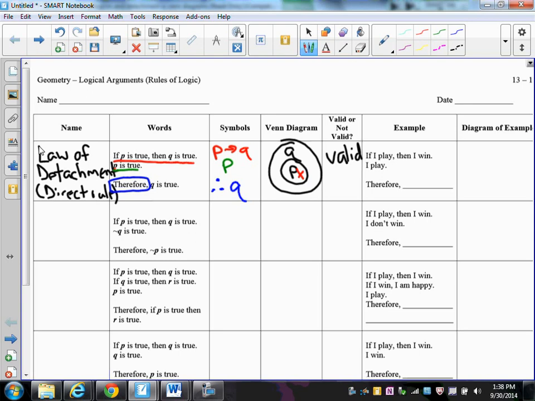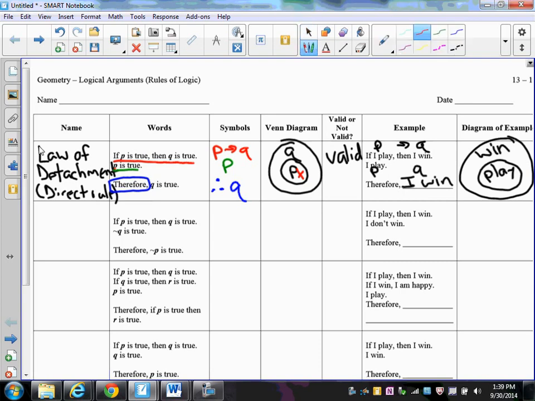So if I play, then I win. So this is P, then Q. And then we have I play, which is P, therefore Q, which is I win. So if I wanted to draw this as a diagram, I would have play on the inside and win on the outside. Because remember, the conclusion goes on the outside, and I'm told that I play.